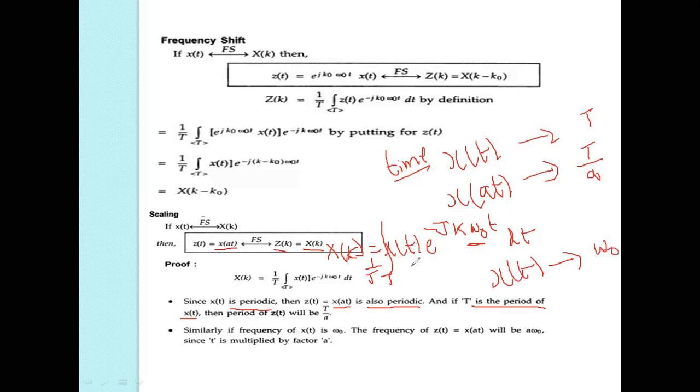What about when x of t is scaled to x of a t? When the time is multiplied by a, the time period decreases to T by a, and the frequency becomes a into omega naught. Similarly, if the frequency of x of t is omega naught, the frequency of x of a t will be a into omega naught. Since t is multiplied by a factor of a, the frequency is also multiplied by the factor of a. You remember these two functions.